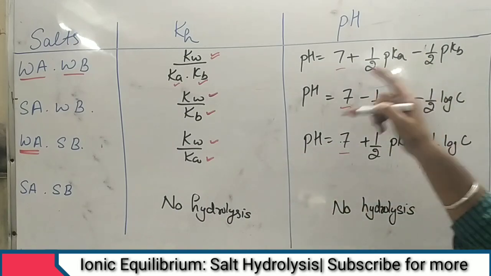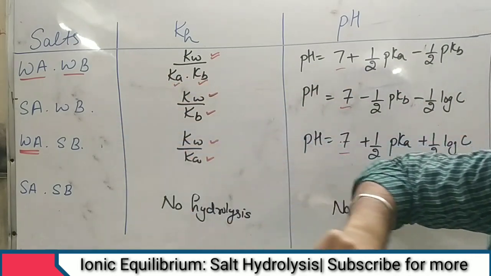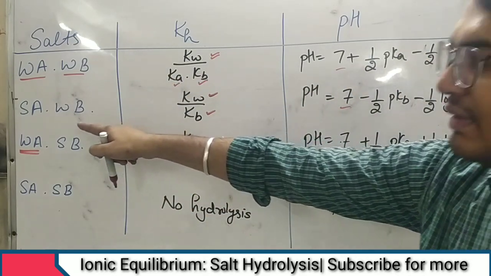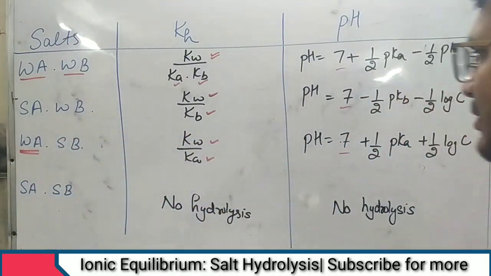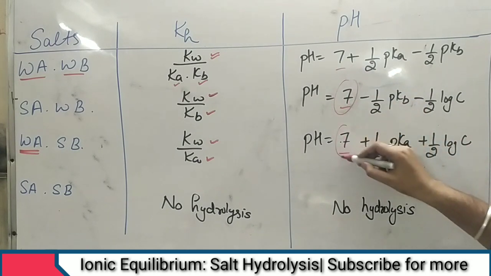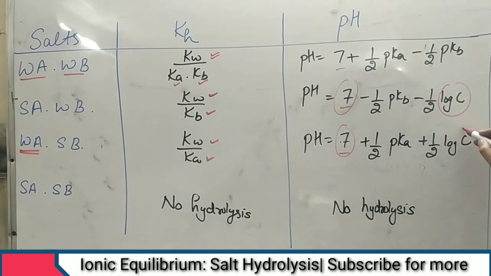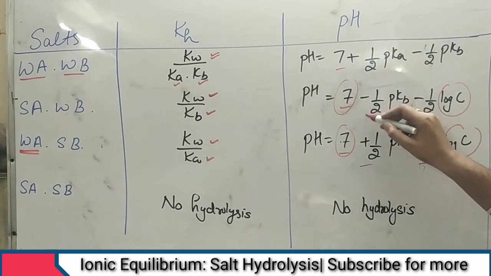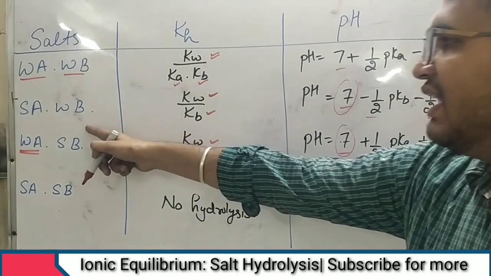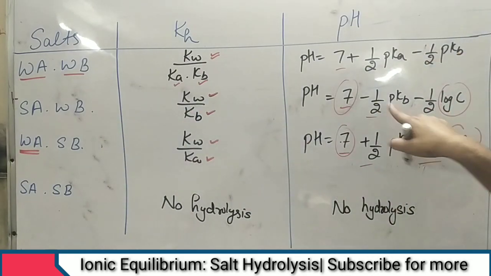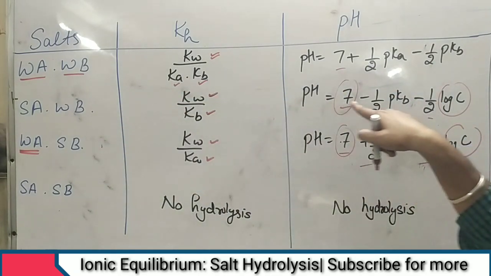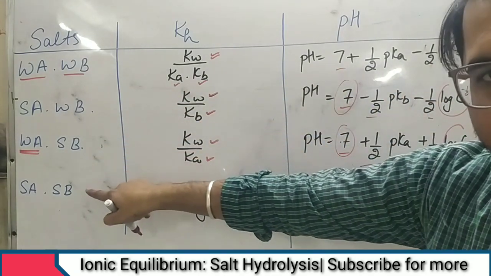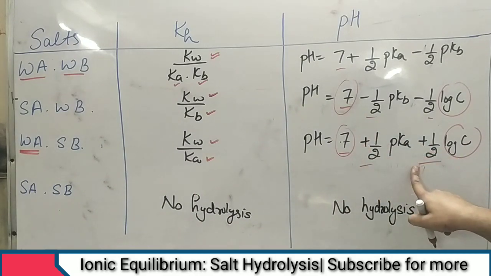Similarly, in the case of pH, you can see all have 7 in common. In the cases of strong acid weak base and weak acid strong base, 7 is common, log C is common, and all the halves are common. Only weak base, so pKb; weak acid, so pKa. And in case of base, all signs are negative. In case of acid, all signs are positive.